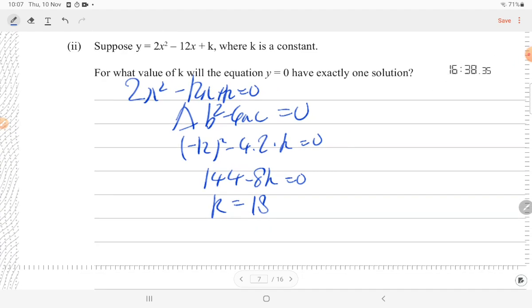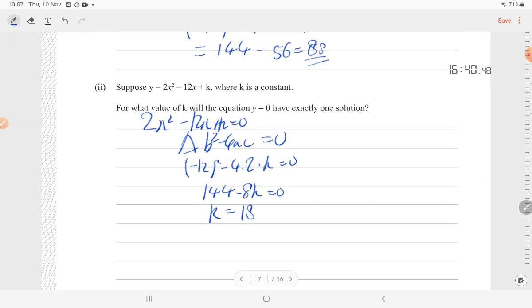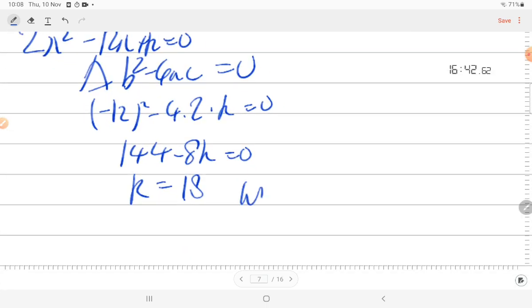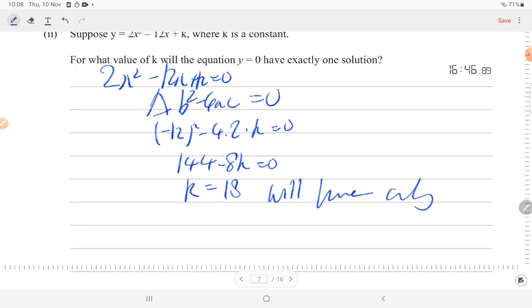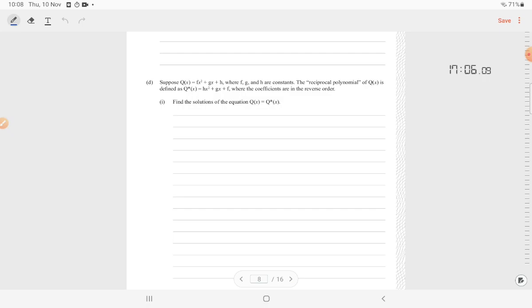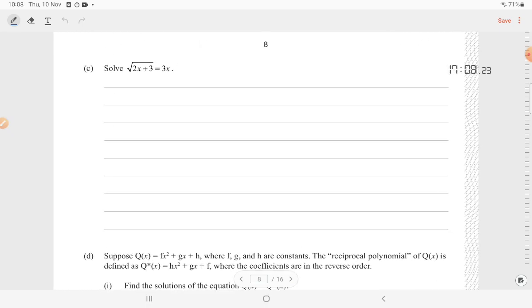Then k is equal to 18. Have in the one distinct real root. Let me just do negative 12. Yeah, that distinct. Or just a double root is probably better.